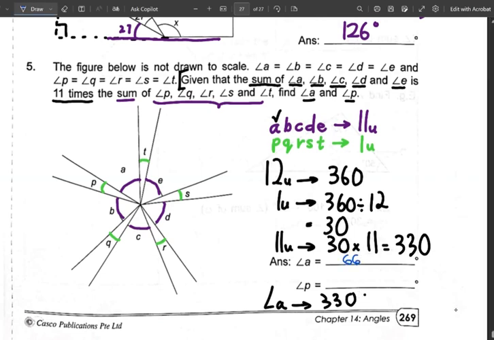Now for P, it's the same thing, right? Can you all see that? But did you realize that P, Q, R, S, T, they are all the same? So 1 unit is how much? 30, right? So how do you divide? Divide by 5. And what do you get? You get an answer of 6. And therefore, this is your answer for this question.